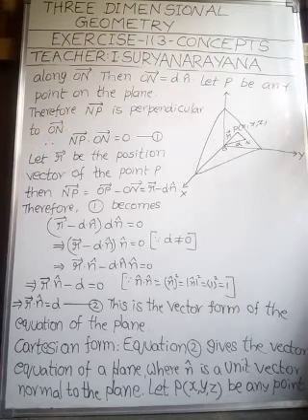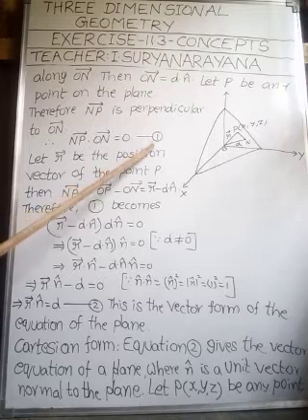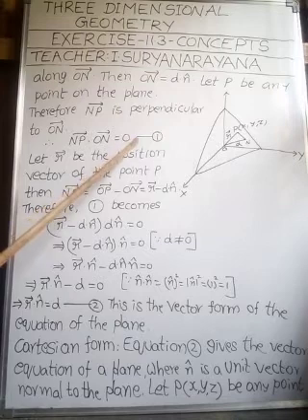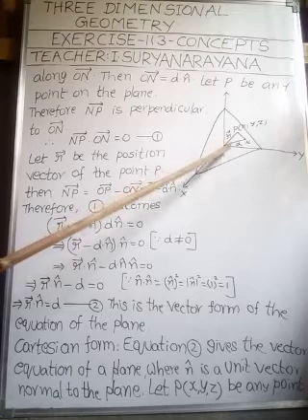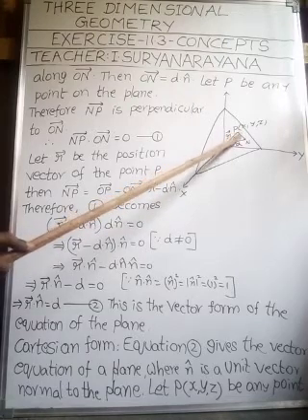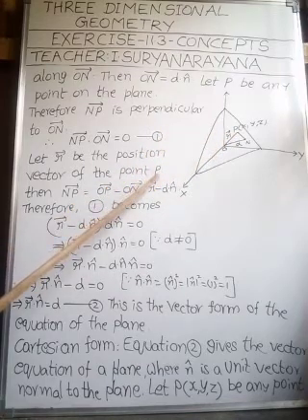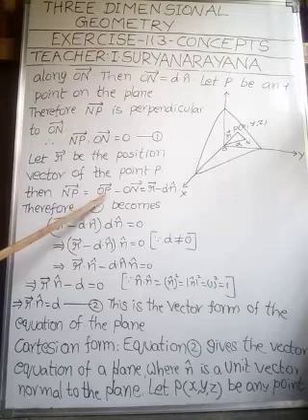We know that if two vectors are perpendicular to each other, then their dot product is 0. Therefore, NP bar dot ON bar is equal to 0. This is equation 1. Understood this equation, my children? Right. Let R bar be the position vector of the point P. This is a variable point. Then NP bar is equal to, how do you write NP bar in terms of position vectors? OP bar minus ON bar.